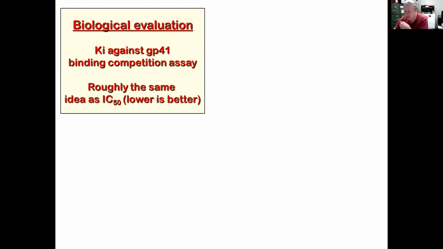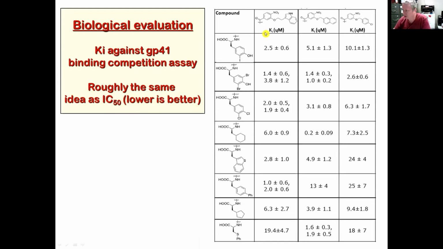And we got KI values, which are roughly the idea of an IC50. Lower is better. Okay, so this shows essentially the library we created and the different R chains off the ether linkage up top. So we have indole, we have naphthalene, and we have 4-chloro phenyl. And then we had all these kind of weird non-natural amino acids that we discovered through docking on this part of the table.